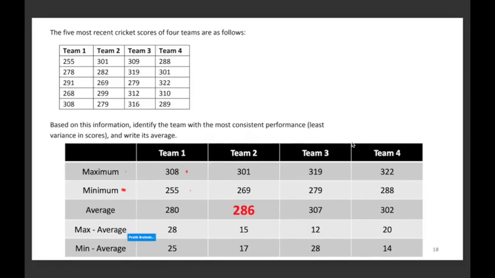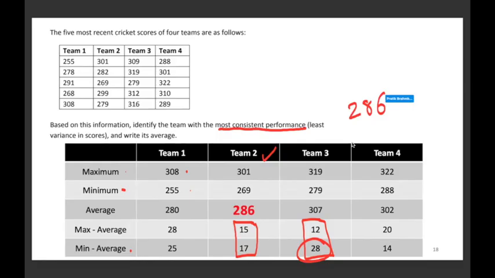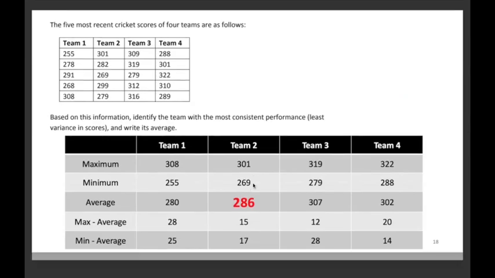Maximum or average, how much is the difference for all teams, and minimum or average, how much is the difference for all teams. When you find the least value which comes in maximum and difference between the maximum minimum values and the average, team 2 and team 3 have least variation, but in team 3 the variation increases here. Henceforth, we'll select team 2 with the most consistent performance, that is least variance in score, and the average of team 2 will be written, which is 286 here. Okay, we'll move to the next one.